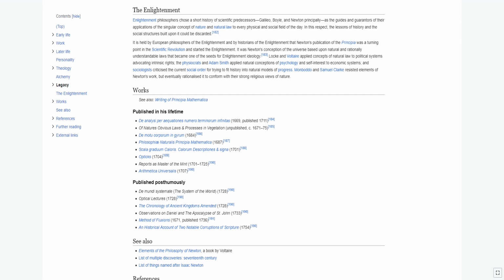Locke and Voltaire applied concepts of natural law to political systems advocating intrinsic rights, the physiocrats, and Adam Smith applied natural conceptions of psychology and self-interest to economic systems, and sociologists criticized the current social order for trying to fit history into natural models of progress. Leibniz and Samuel Clarke resisted elements of Newton's work, but eventually rationalized it to conform with their strong religious views of nature.